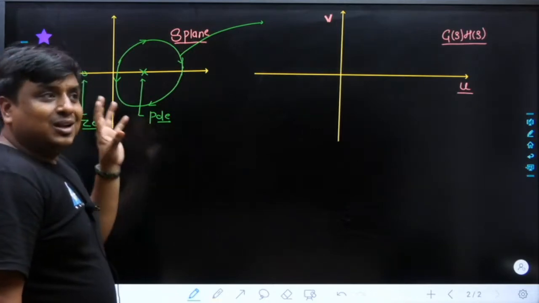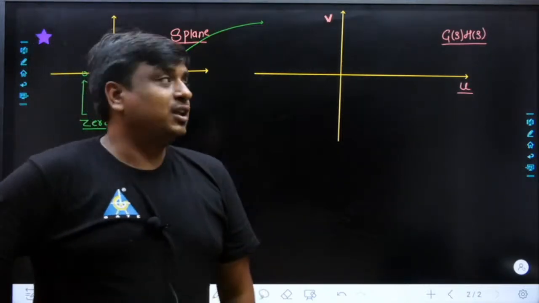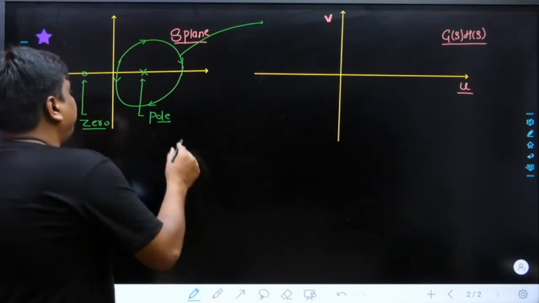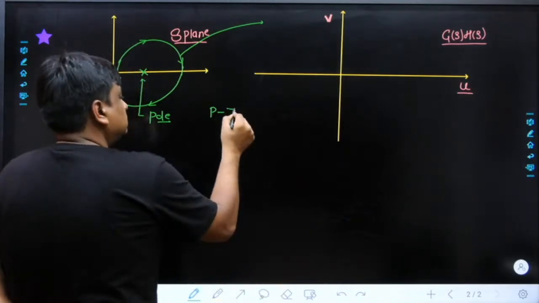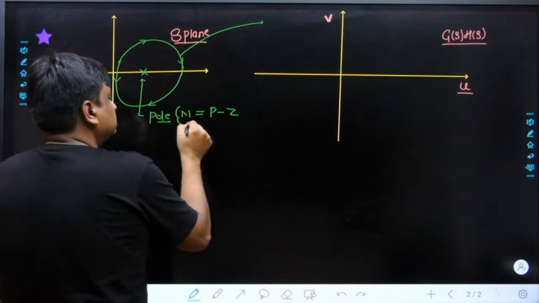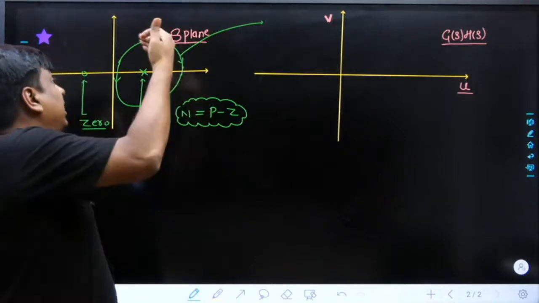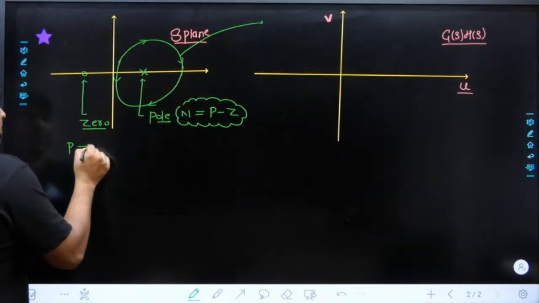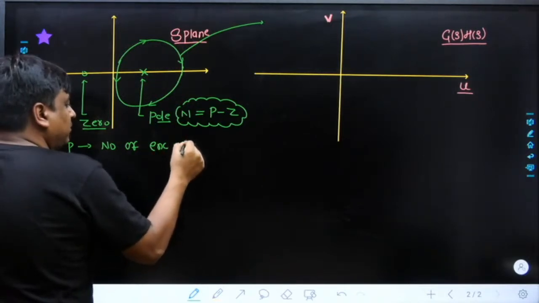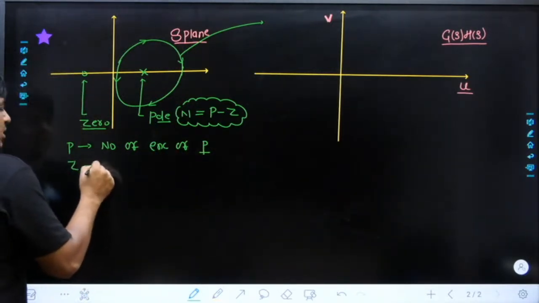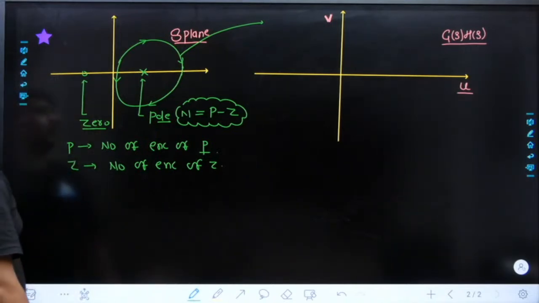But one of the important conclusions has been deduced by the principle of argument, which we are going to use for the further investigation of the stability. As per the principle of argument, it states, if there had been P and Z number of poles and zeros encircled over the S plane. So do you know what the P is over there? The P is the number of encirclements of poles, and similarly what is the Z over there? The number of encirclements of zeros.